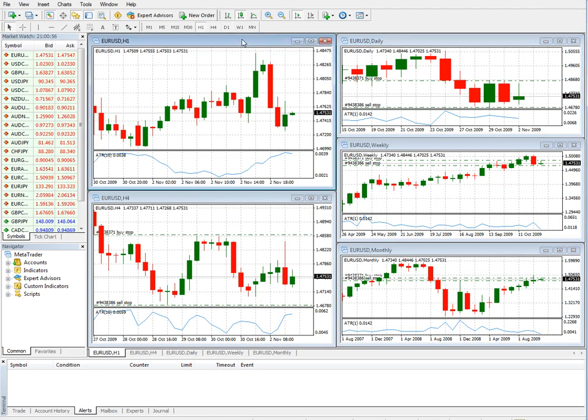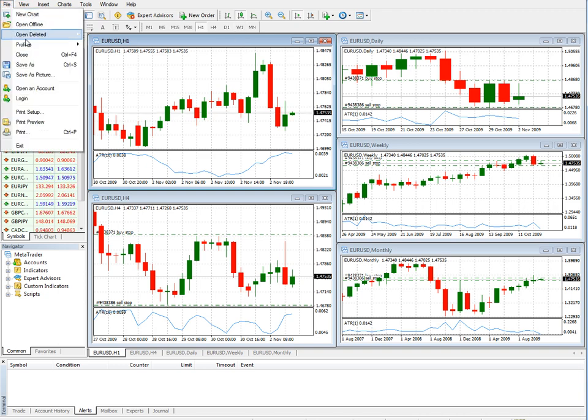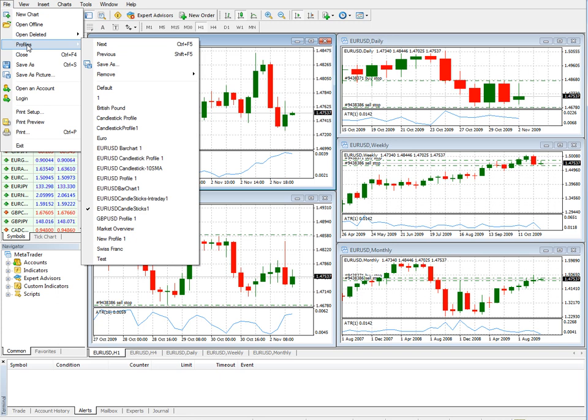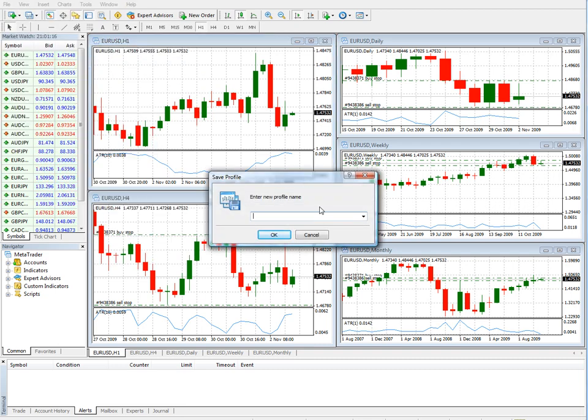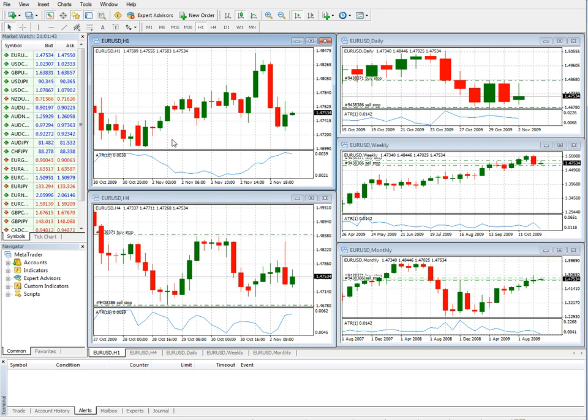What we're going to talk about now is expanding our trading opportunities. So here's what we're going to do. We're going to go over to File, go over to Profiles, and go to Save As, and we're going to go to USDCHF Candle Sticks 1. Okay, so just name your profile the same way, just like that. There we are.